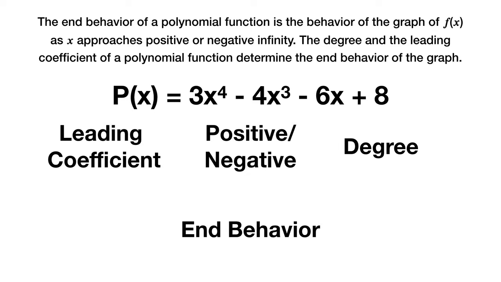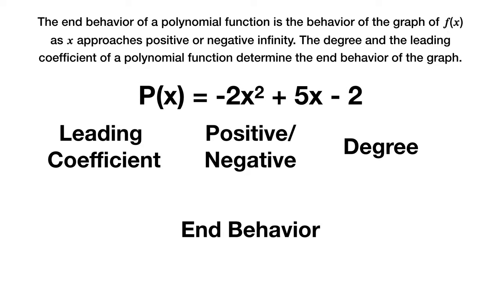Our leading coefficient is 3, which is positive. So what that tells me is my end behavior on this one is going to be going up. When it's positive, it always goes up on the right. But my degree is 4. So because 4 is an even number, that means it's also going to go up on the left.